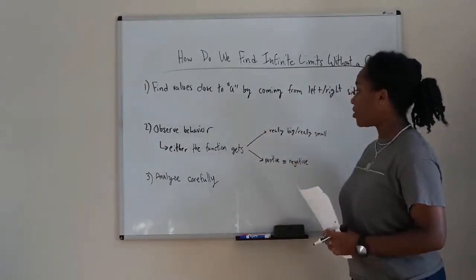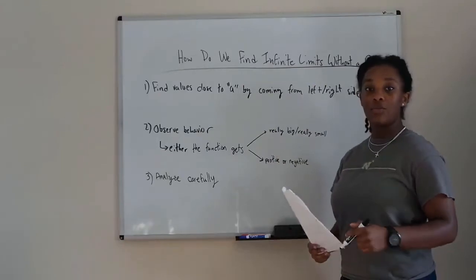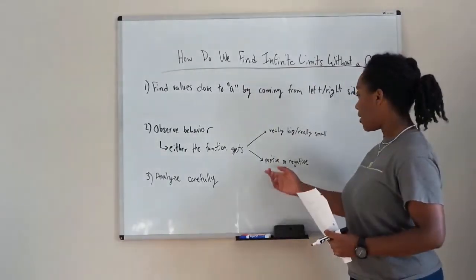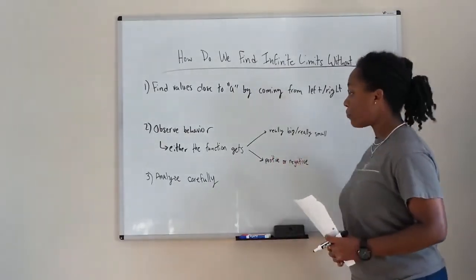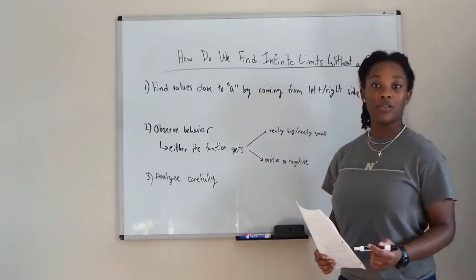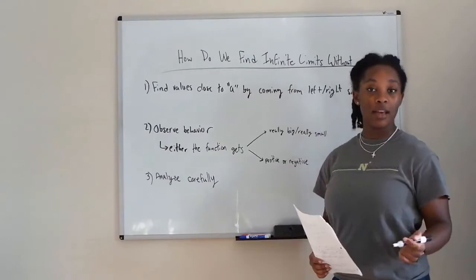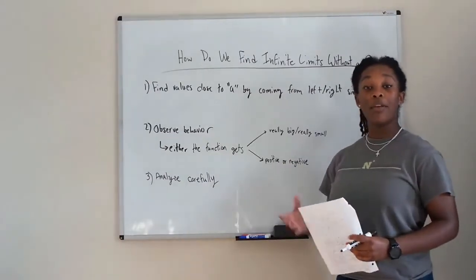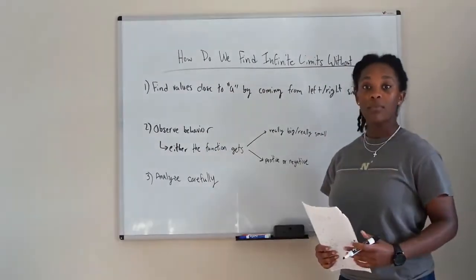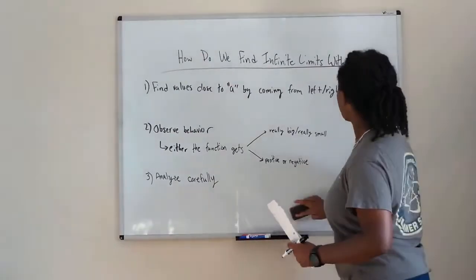Then we want to observe the behavior. Either the function is going to get really big, going to infinity, or really small, going to negative infinity. And then it's going to either get positive or negative. The third step is to analyze the results carefully. What do we find from what the function is doing from the left-hand side and from the right-hand side? Are they the same value? Things like that, so we can make an educated decision about the function's value as the limit.